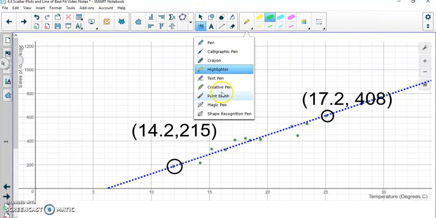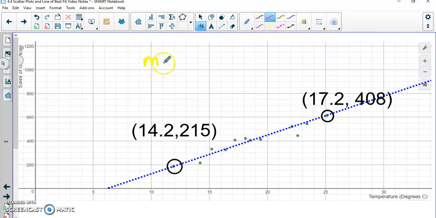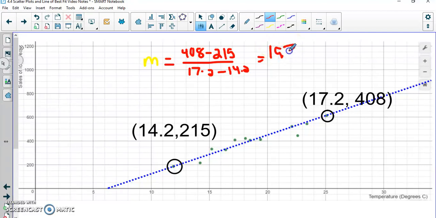Once I have 2 points on a line, I can go ahead and just find the slope of that line. So our slope will be 408 minus 215 all over 17.2 minus 14.2. I'm obviously just going to use my calculator, and I'm going to approximate this as best I can to decimal places. So 408 minus 215, I get 193 on top. And on the bottom, 17.2 minus 14.2 is 3. So 193 divided by 3 is about 64.3.